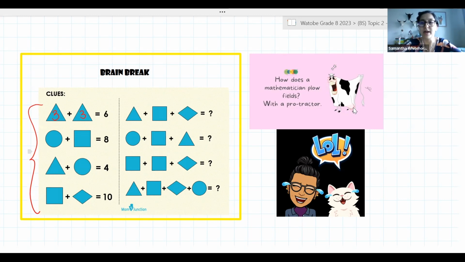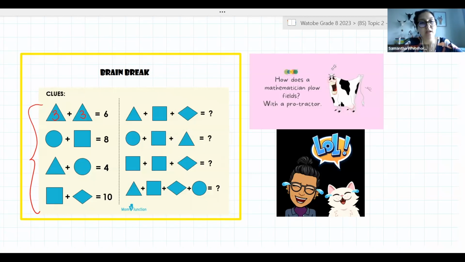So we just take a little break and we try these together. We try and solve the puzzles or whatever equation I give you together, and then we carry on with the math. So that's what we're currently doing now.